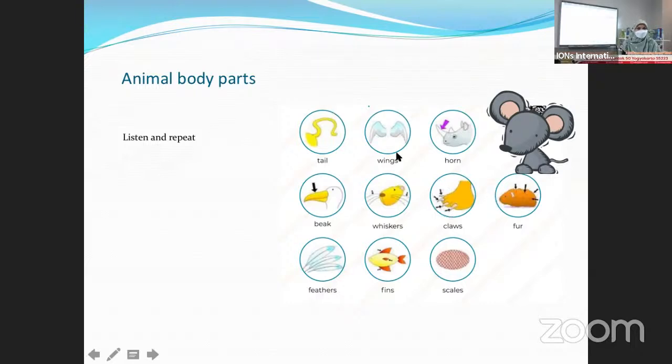The next one is, anyone can spell this animal's body part? Fur. Feathers. This one is feathers. How about the next one? Fins. And the last one, anyone? Scales. Very good.